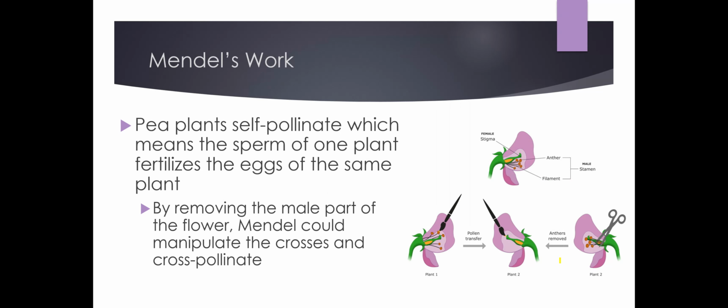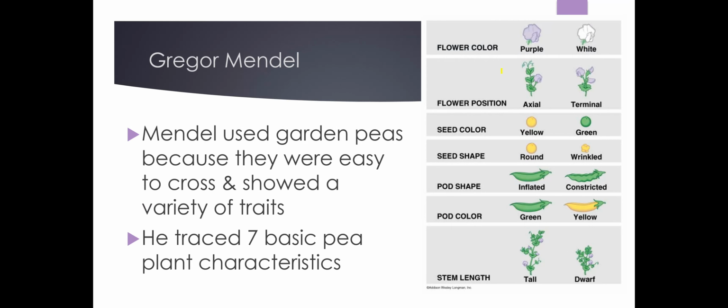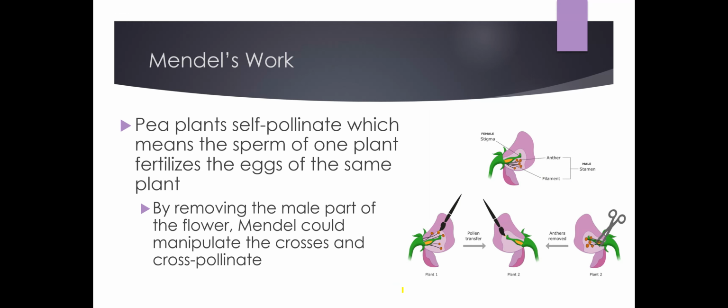Not every set of traits is this or that, okay? So if we go back, you can see that every single one of these had 2 possibilities. The flowers were purple or white. The flowers were axial or terminal. The seeds were round or wrinkled. Notice every single one of these traits has 2 options only. And that's one way that Mendel got lucky. We'll talk about another way as we go through the lesson.